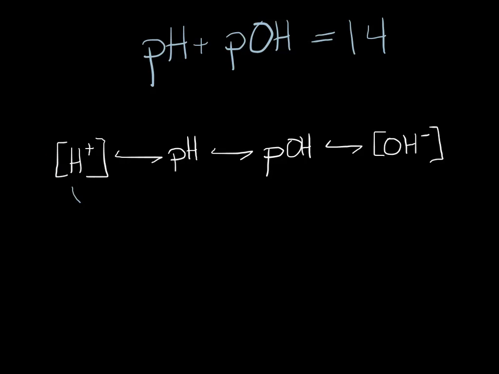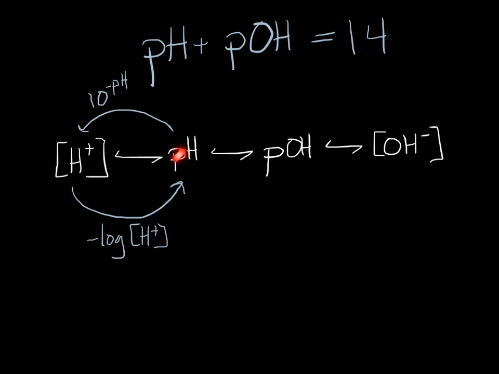So to get from H+ to pH, we use the negative log of the H+ concentration. So if you want to convert from H+ to pH, negative log of that concentration. If you want to go backwards, that's 10 to the negative pH. So if you have the pH and you want to find the H+ concentration, you would just do 10 to the negative of that pH. If you have the H+ concentration and you want to find the pH, you just do the negative log of that concentration.